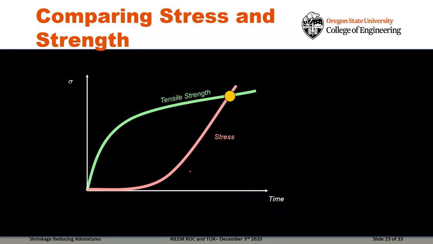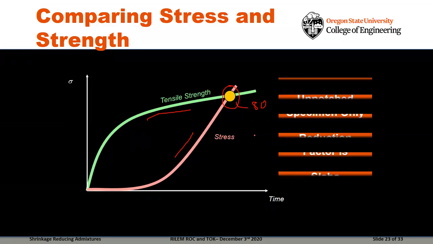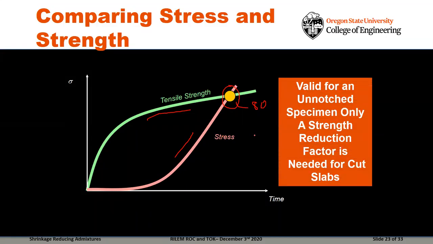One of the other things I wanted to mention is that I mentioned very briefly that the stress, shown here in pink, is going to be related to the tensile strength of the concrete. And when they intersect, we're going to see that it's going to crack. In practicality, once the stress reaches about 80% of the tensile strength, we're going to get cracking. But this is really for an unnotched, or uncut, specimen.